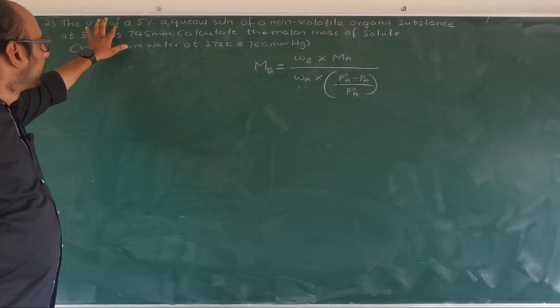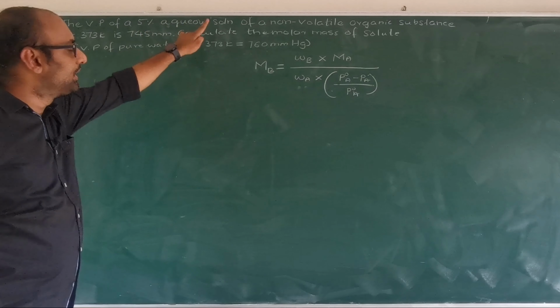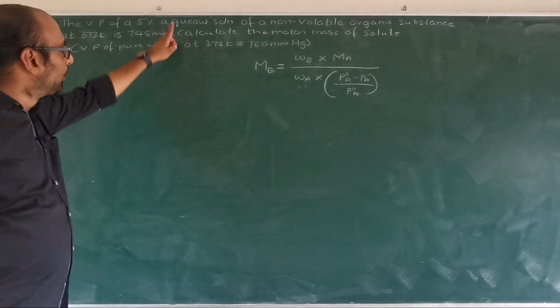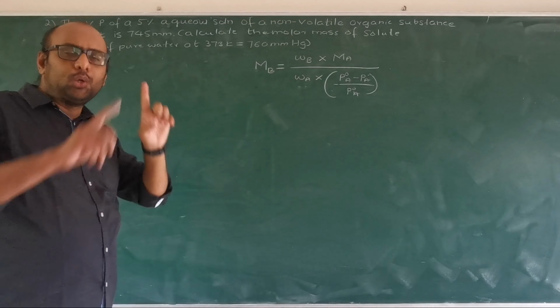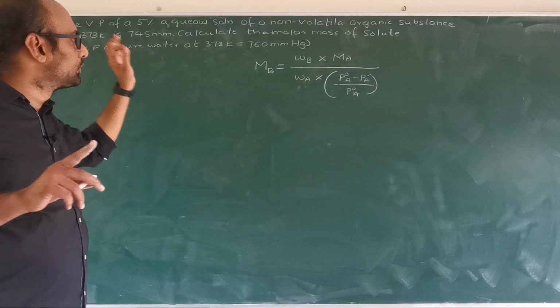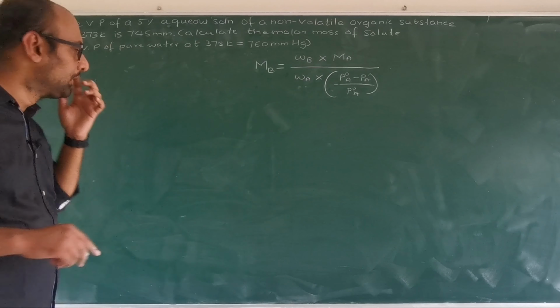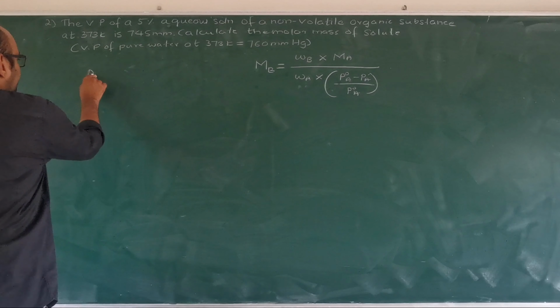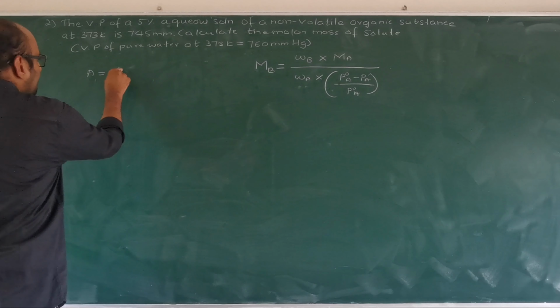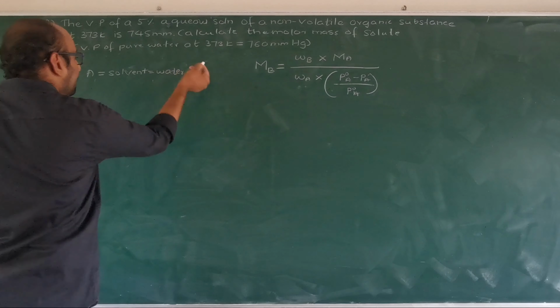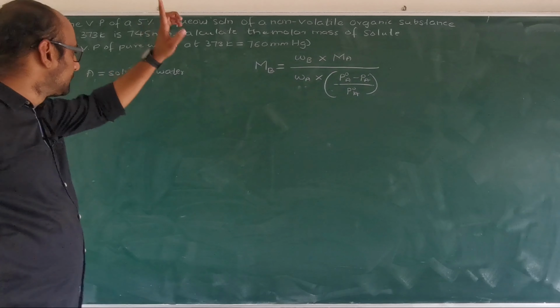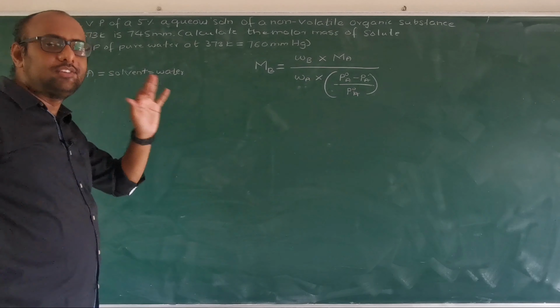Here, the vapor pressure of a 5% aqueous solution. Do you know what an aqueous solution is? In all aqueous solutions, the solvent is always water. So in this problem, the solvent is water. In all aqueous solutions, the solvent is always water.